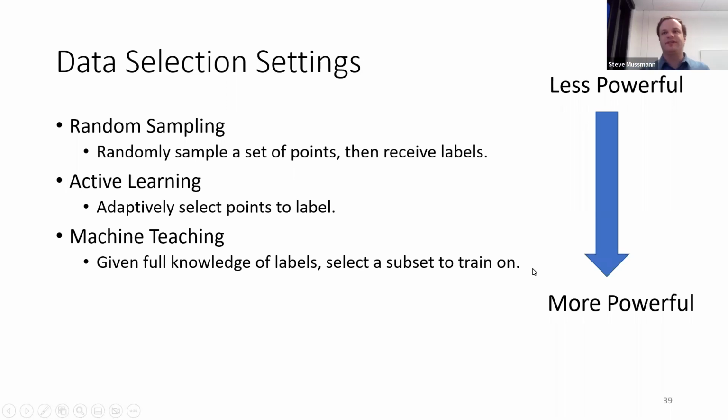So these are 3 settings we can look at. Random sampling, where we randomly sample a set of points and receive the labels, something like the default. Active learning, where we adaptively select points to label. And machine teaching, where given full knowledge of the labels, we select a subset to train on.